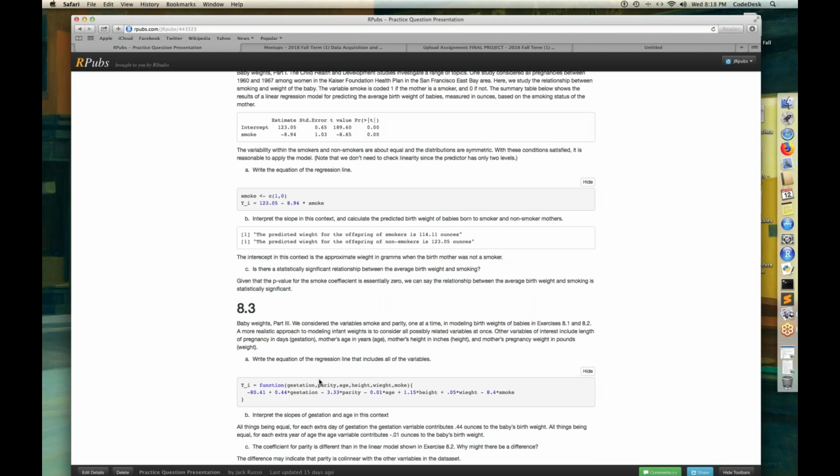As for the differences between the smoke variable in this function and this function, it's likely because smoking is collinear with some of the other variables in this more comprehensive regression line. Yeah, that's all I have to say.